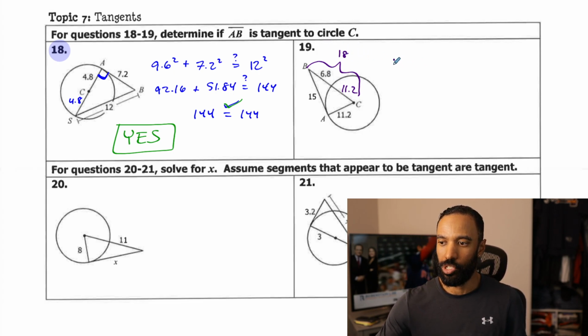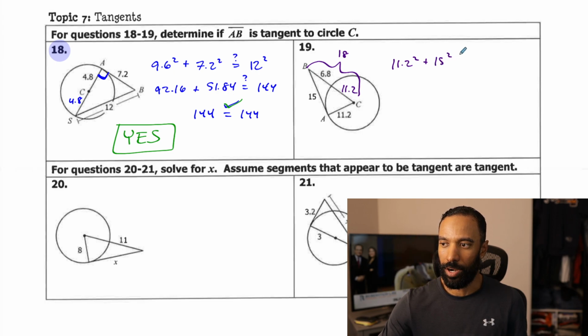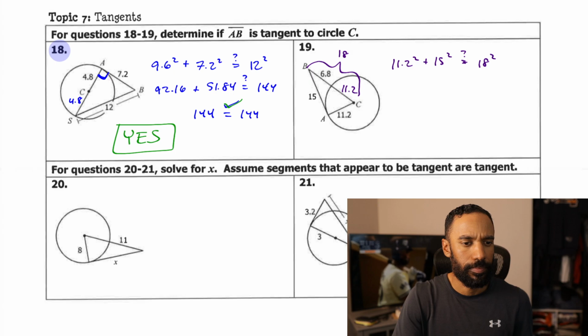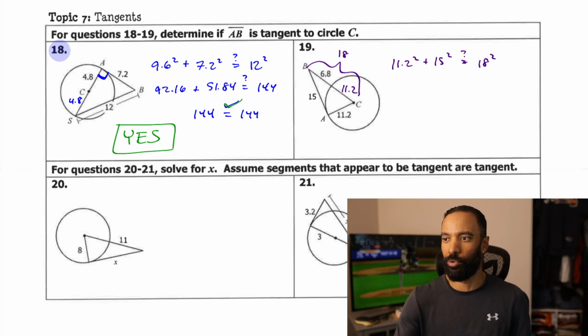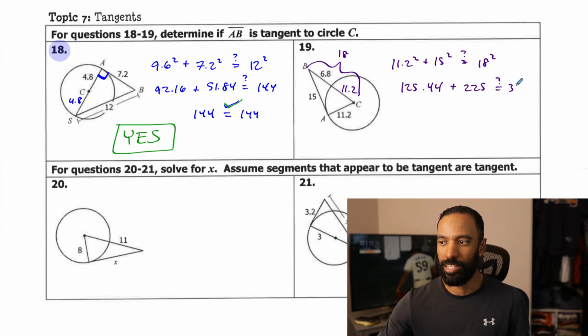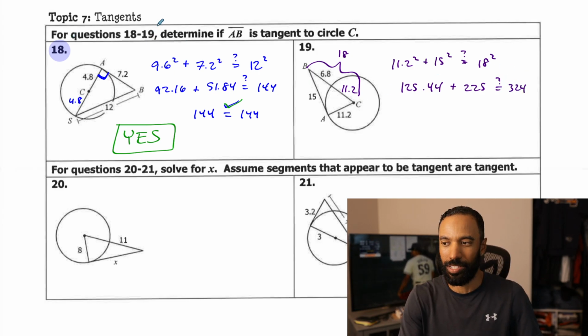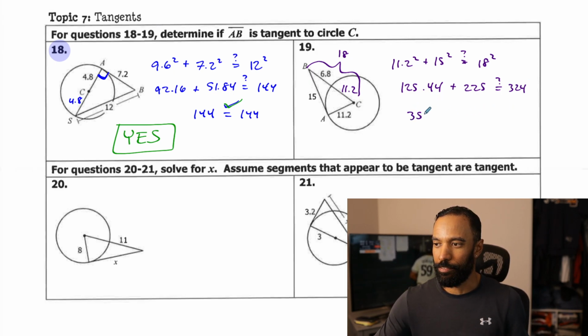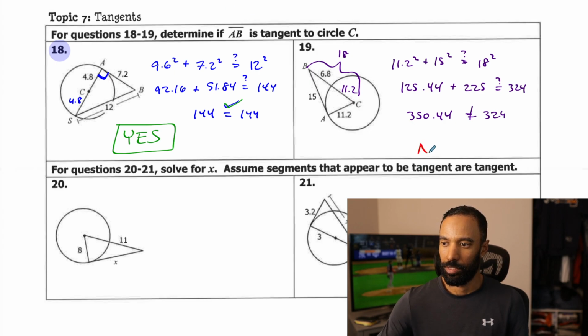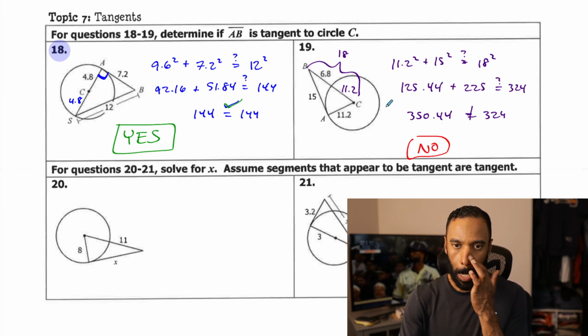So we need to see if 11.2 squared plus 15 squared equals 18 squared. That's the hypotenuse, right? That's the longest length among these. So 11.2 squared is 125.44. There's no reason why this will work because only one of these is a decimal. This is 225 and this is 324. It's just not going to happen, doesn't matter how close it is. It looks like it's going to be 350.44. So unless I'm seeing something wrong, that's not the case. So no, not tangent. And it's good to have one that's not tangent, I guess. But that's our test.